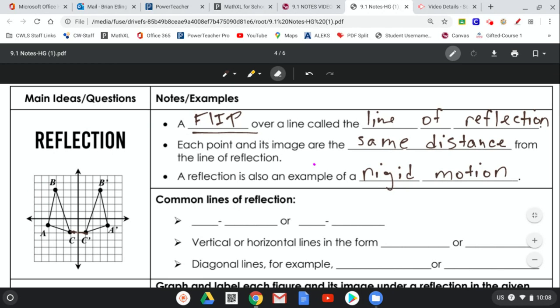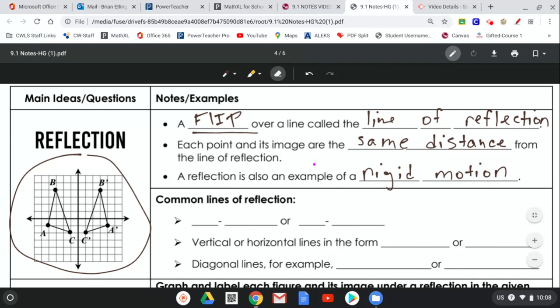So now each point and its image, so the pre-image and the image, are the same distance from the line of reflection. If you look over here at our example, point C is the easiest one to see. C is 1 unit away from the y-axis, and C prime is 1 unit away from the y-axis, okay? So they're the same distance from that line of reflection. Now, like we talked about before, the reflection is an example of a rigid motion. So that means that in our example, triangle ABC is congruent to triangle A prime, B prime, C prime.